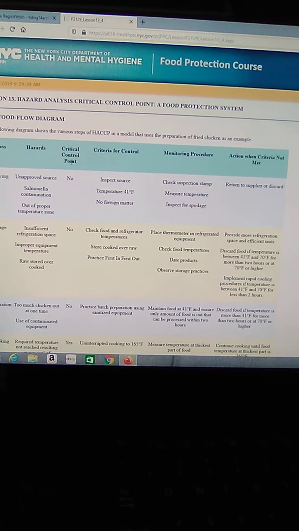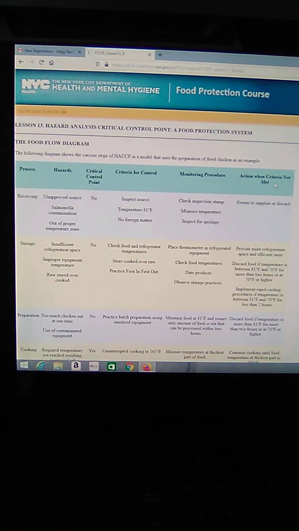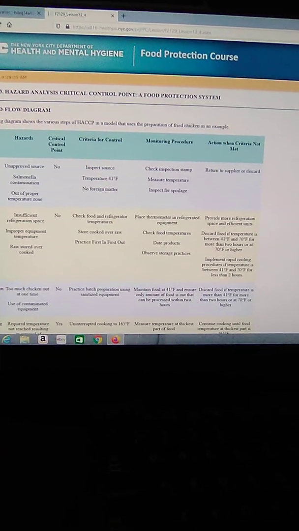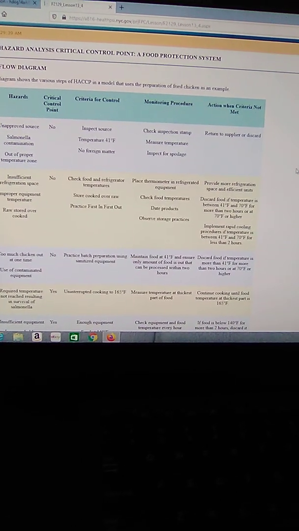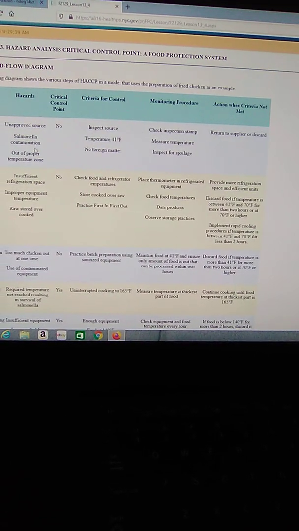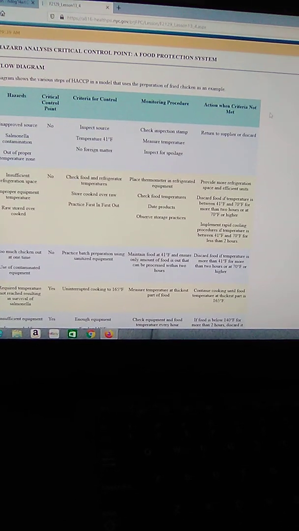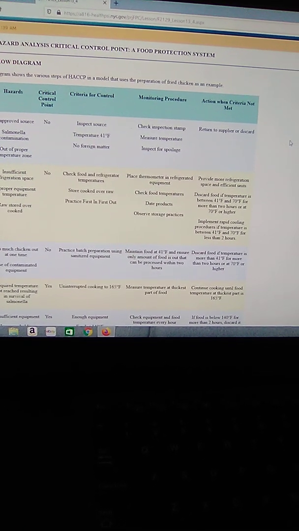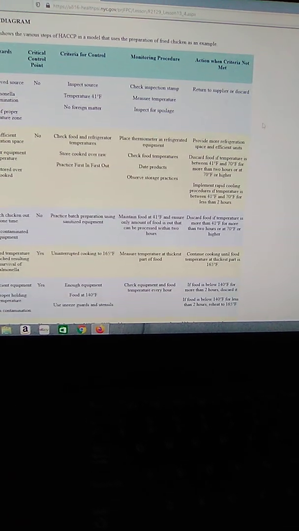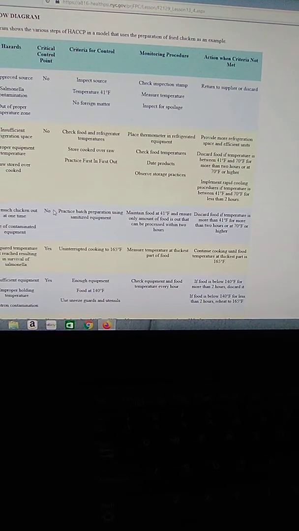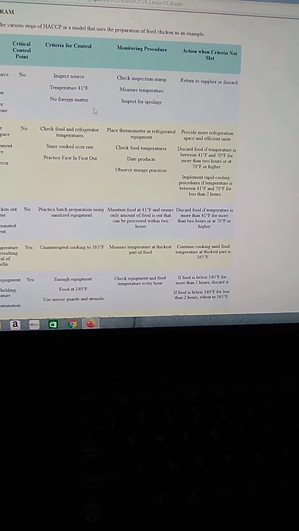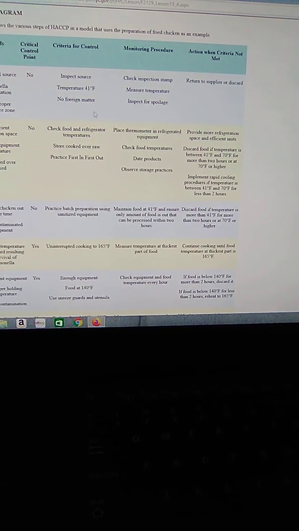Okay, so you have the 6 different categories that you have to write information for. Okay, look out for that. Unapproved source, salmonella, out of proper temperature zone. You have to write down the things that could make this chicken dangerous to eat. Critical control point, there is none in this situation. Okay, that's when you have first received it.